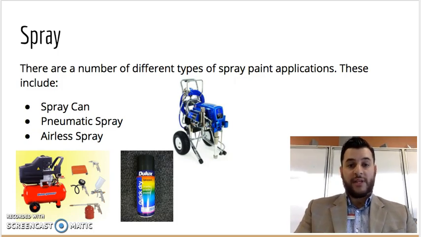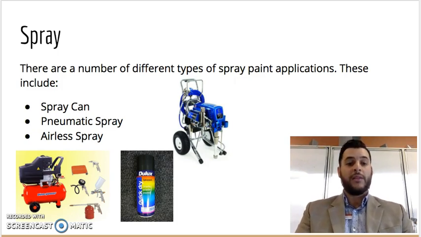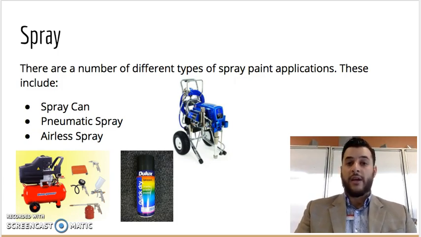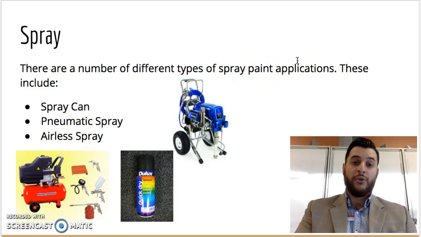Now, the second type of application you can use is spray. Within spray, there's a whole selection of products you can use. These include your spray can, your pneumatic spray. Pneumatic just means air, compressed air. You would have seen air compressors before, and this little red machine here is an air compressor. It's portable, it's easy to use, and it just connects straight up to the gun using an air hose. And an airless spray. Airless spray usually just plugs straight into your electrical outlet, your power point.